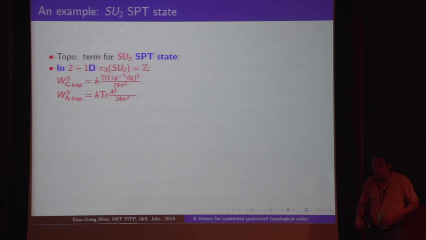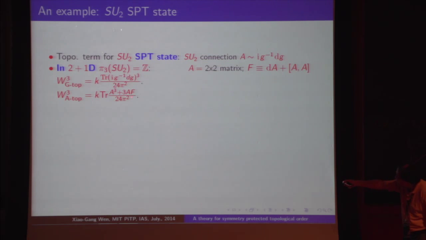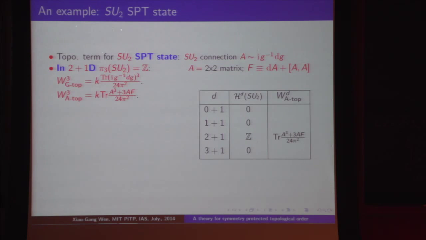However, if A is not flat, then this A cubed is not quite gauge invariant. And we know how to make it gauge invariant: just adding this 3AF term. Then this becomes a Chern-Simons theory of SU2. And this whole thing should be gauge invariant up to a surface term anyway. So with this gauging process, we derive from this nonlinear sigma model topological term the SPT invariance, which is a gauge theory action for a probe gauge field. And we can only do this in 2+1 dimensions.